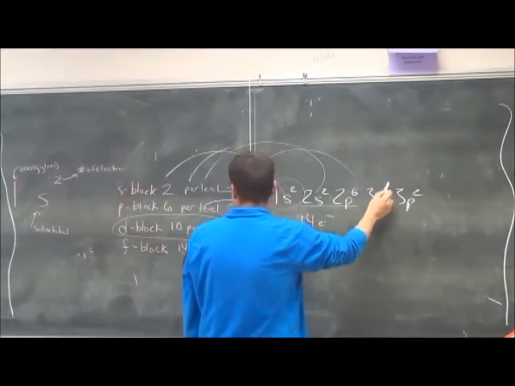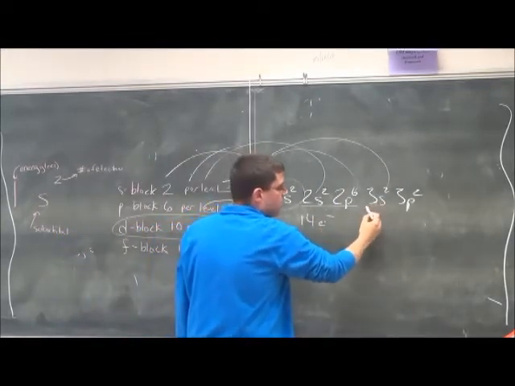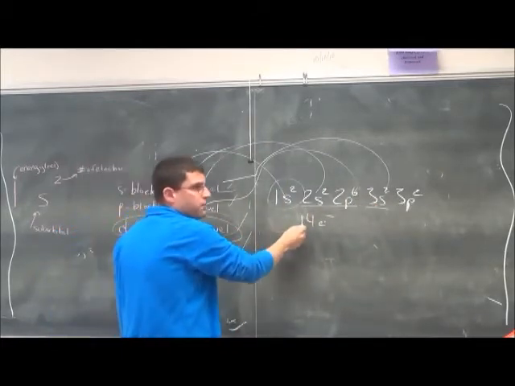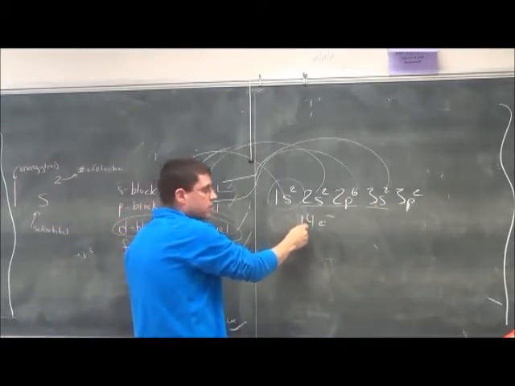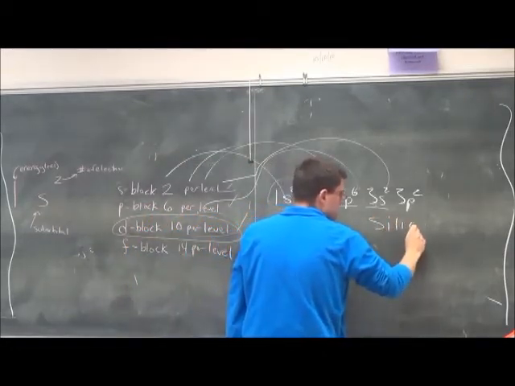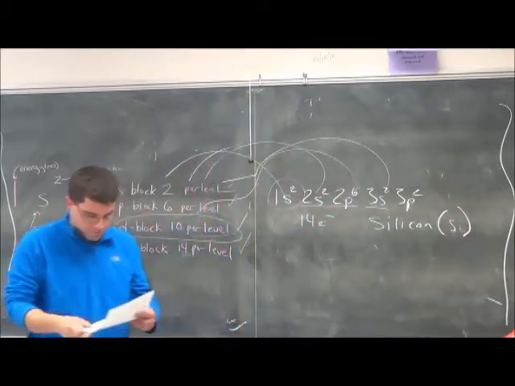Now we're opening up to the third. 2 in the first, that block is closed. Now we're in the p block, 2 out of 6. So we've got 14 electrons, so we go to atomic number 14. This is going to be silicon. That's the configuration for silicon.